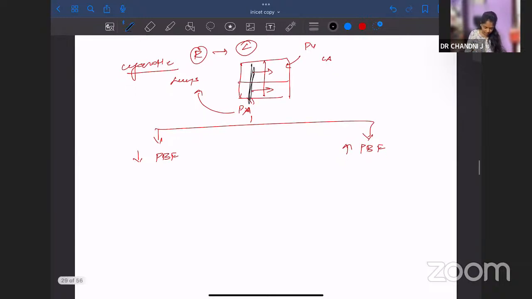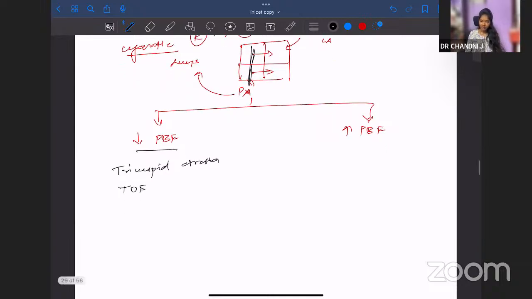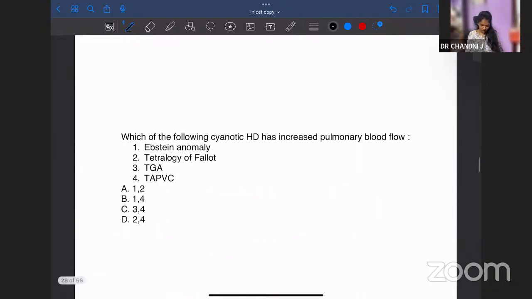So what are the problems? Either it can be tricuspid atresia, or atresia of the pulmonary valve, or right ventricular outflow obstruction. Where do you see it? In TOF, tetralogy of Fallot, you see right ventricular obstruction. Then Ebstein anomaly. What is Ebstein anomaly? Atrialization of the right ventricle is called Ebstein anomaly. In these three conditions, pulmonary blood flow is decreased. Increased pulmonary blood flow is TGA, transposition of great arteries, TAPVC, and truncus arteriosus. In these three conditions, pulmonary blood flow is increased. Okay. So what is the answer here? Cyanotic heart disease with increased pulmonary blood flow. Ebstein, no, it is decreased. TOF, no, it is decreased. TGA, TAPVC. So the answer is 3 and 4.